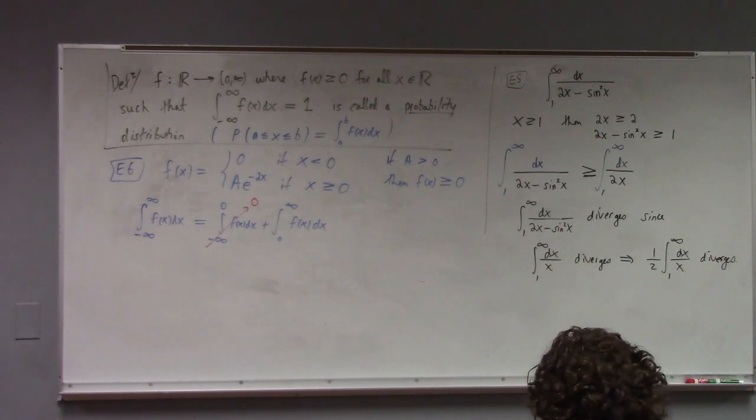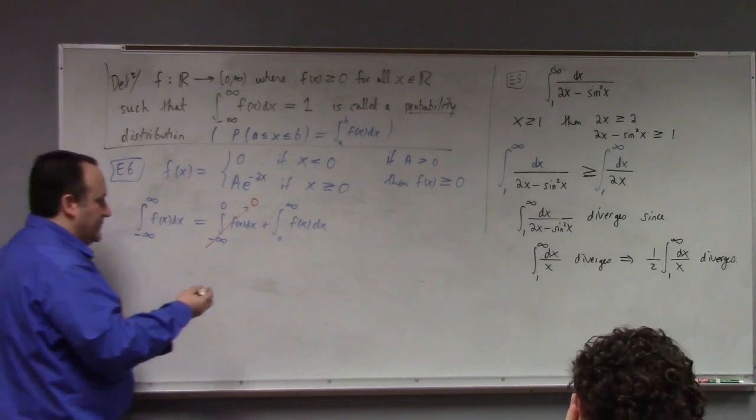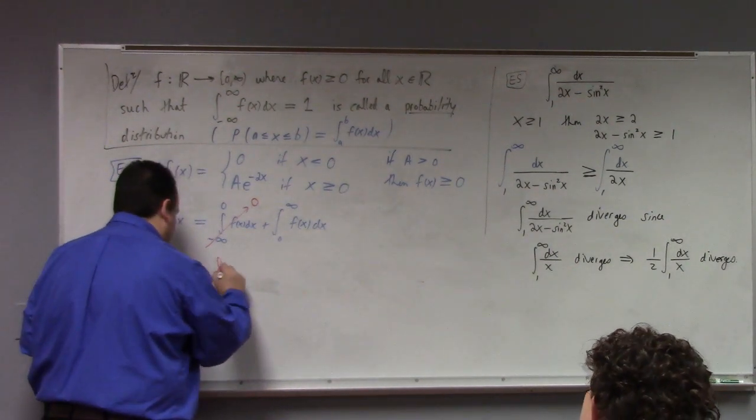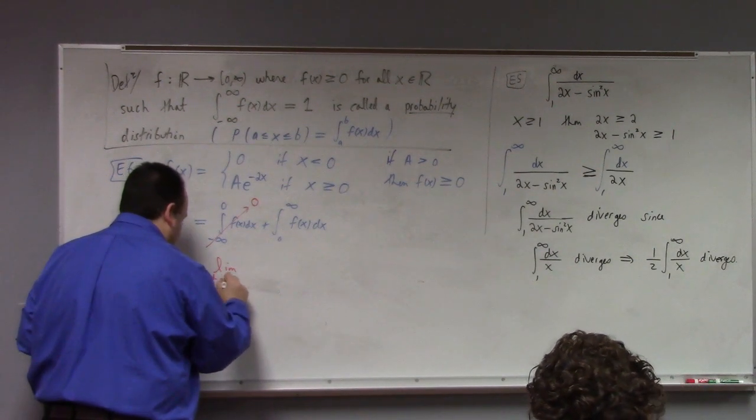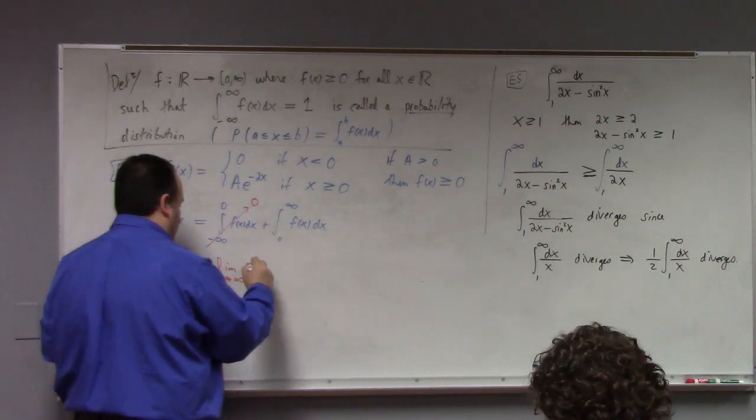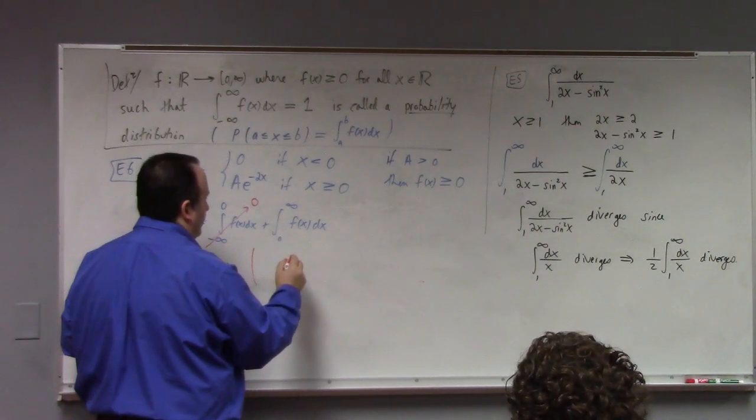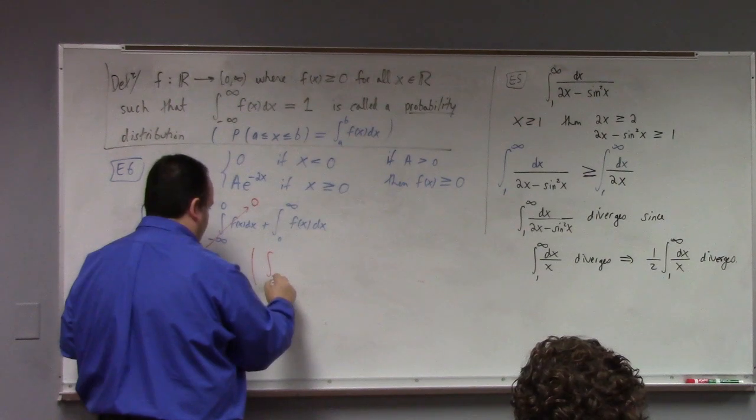So that goes to 0, because the function's 0 over that whole range, by definition. The other one, we're up against the limit as t goes to infinity of the integral from 0 to t.